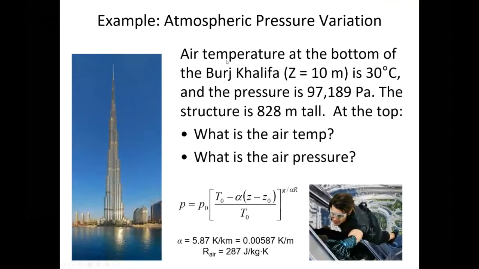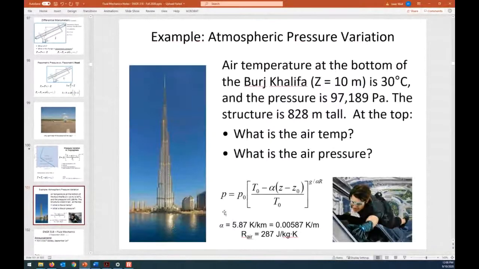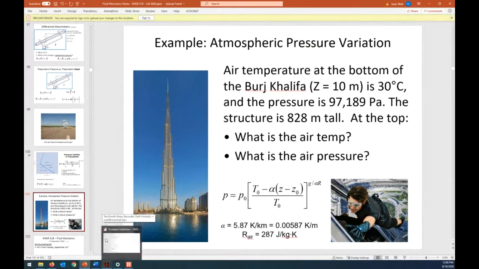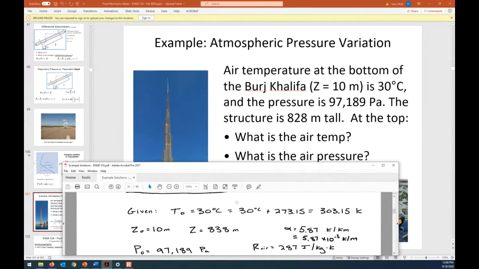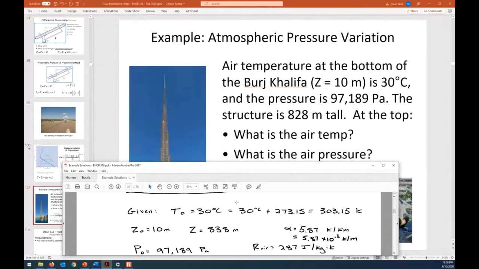All right, so we want to find out what is the pressure and the air temperature up at the top of the Burj Khalifa. So the first step is, here's all of our given information. We know the temperature at the base is 30 Celsius, so that is 303 Kelvin. And the elevation of the base is 10 meters. And if the structure has a physical height of 828 meters, then its elevation relative to sea level, as the datum, will be 838 meters.